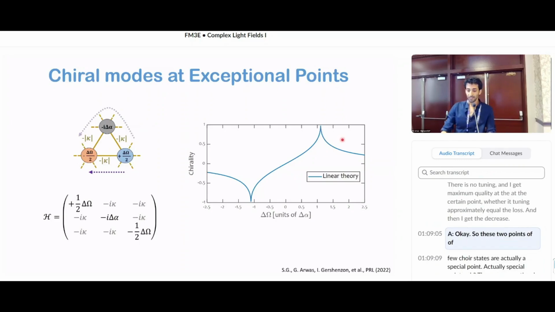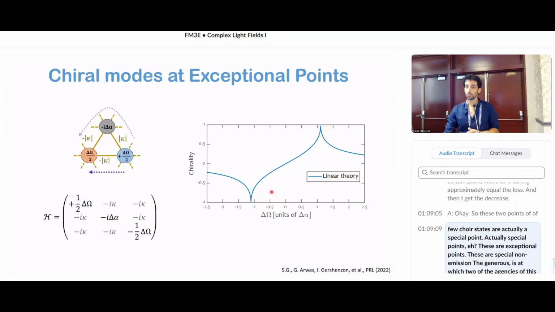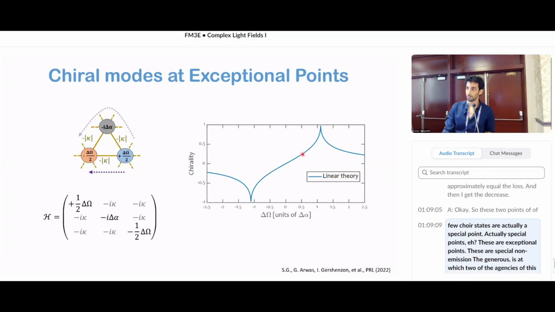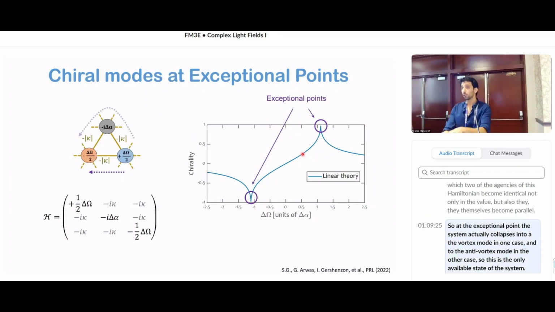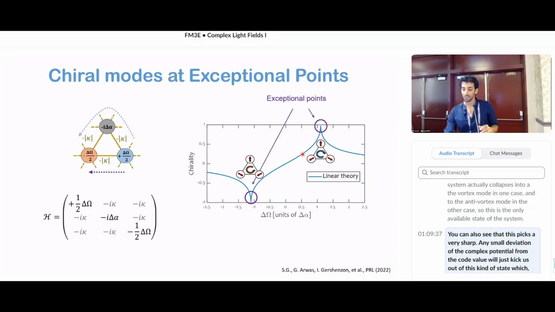Okay, so these two points of pure chiral states are actually special points. These are exceptional points. These are special non-Hermitian degeneracies at which two of the eigenmodes of this Hamiltonian become identical, not only in their value, but also they themselves become parallel. So at the exceptional point, the system actually collapses into the vortex mode in one case and to the anti-vortex mode in the other case. So this is the only available state of the system. You can also see that these peaks are very sharp.